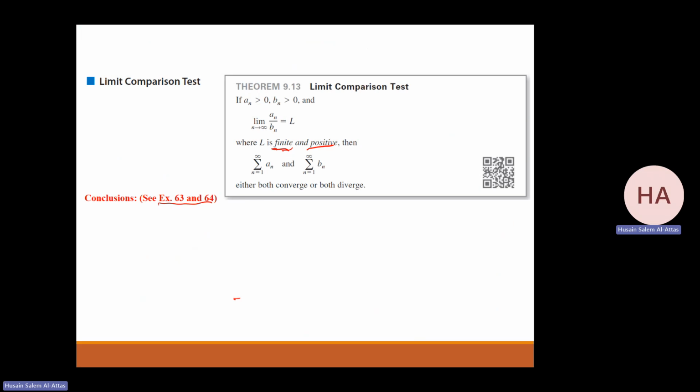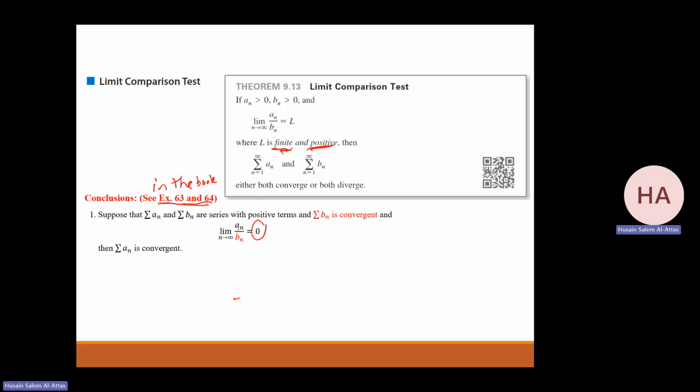Okay. I have this limit comparison test, which we did before. L is finite and positive. As I said at the end of the last video, this is finite and positive. Is that all? We have also two cases. By the way, these are exercises 63 and 64 in the book, in our Larson book. So if the limit is equal to 0, I cannot say both converge or both diverge. No, but we have a special case.